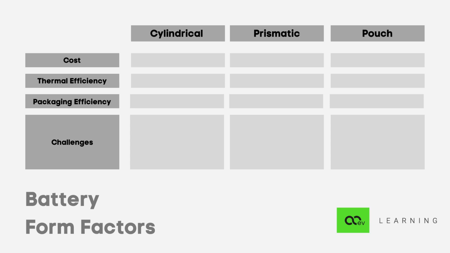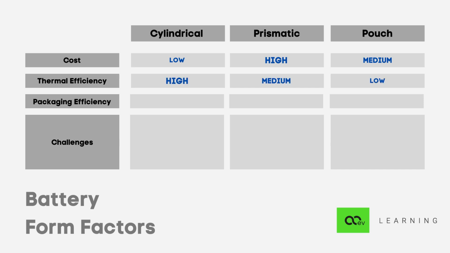Coming towards the comparison matrix of the three form factors, we have three fundamental parameters, that is cost, thermal efficiency, and packaging efficiency. Cylindrical, being easiest to manufacture, is cheapest, followed by the pouch cell, and last comes the prismatic, and it has hard casing around it.